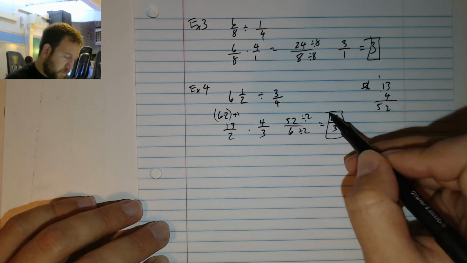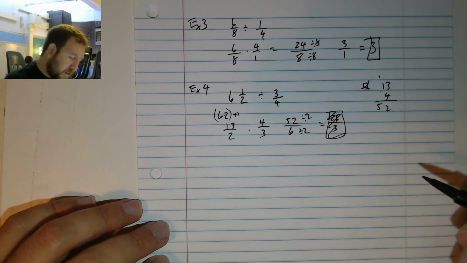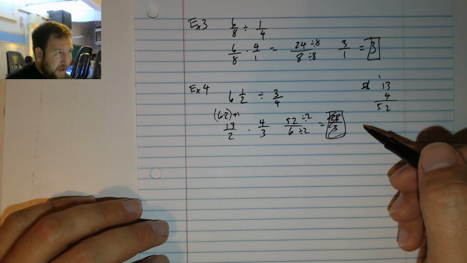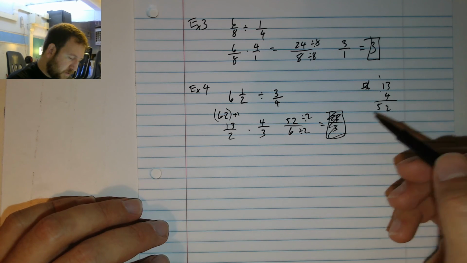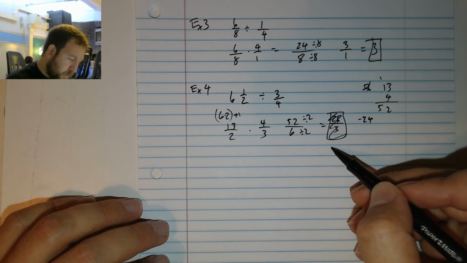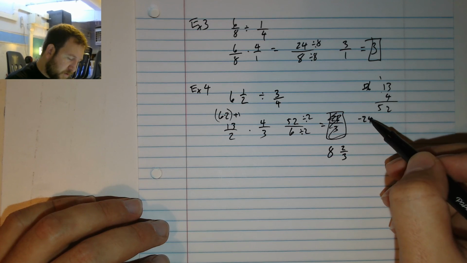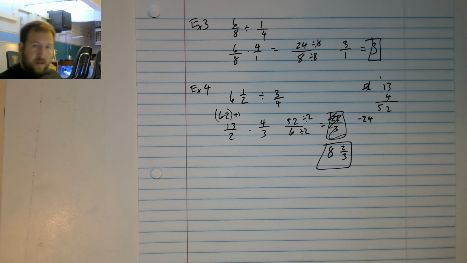That's going to be 26/3. Oh, but I need to pull it back into a mixed number. So how many 3s are in 26? Well, I would guess 8. 8 times 3 is 24. Subtract 24 out of there. We have 8 and 2/3, because 26 minus 24 is 2. I have 2 left. All right. Hopefully it makes sense, and good luck.